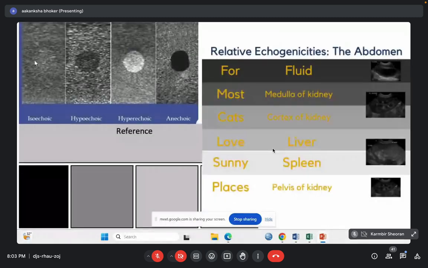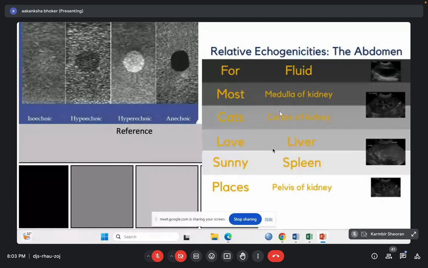So we can see this is an isoechoic lesion having similar echogenicity compared to the surrounding structure. This lesion is hypoechoic because it is comparatively darker. This is hyperechoic. It is bright in comparison to the surrounding area. And this is completely black. That is why it is anechoic with respect to the other. Similarly, if this is the reference color, black will be anechoic. This is hypoechoic because it is somewhat darker. This is isoechoic, and if it is white, then it will be hyperechoic.